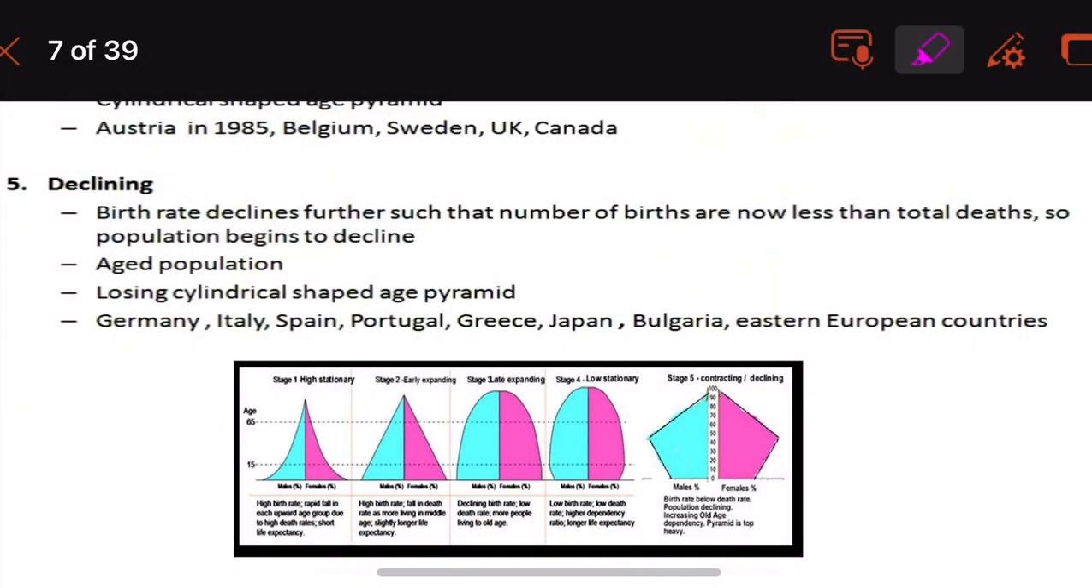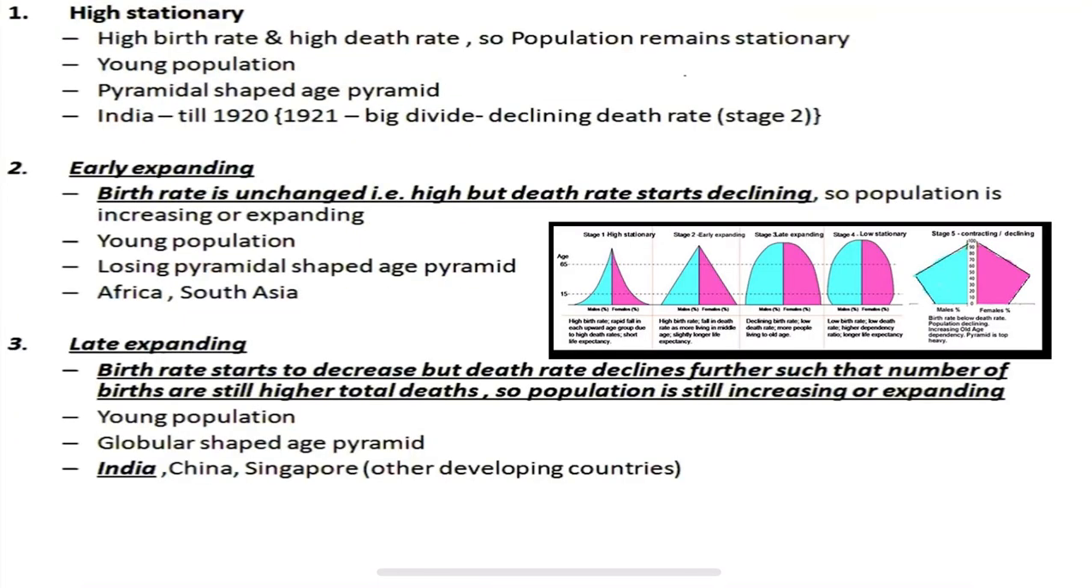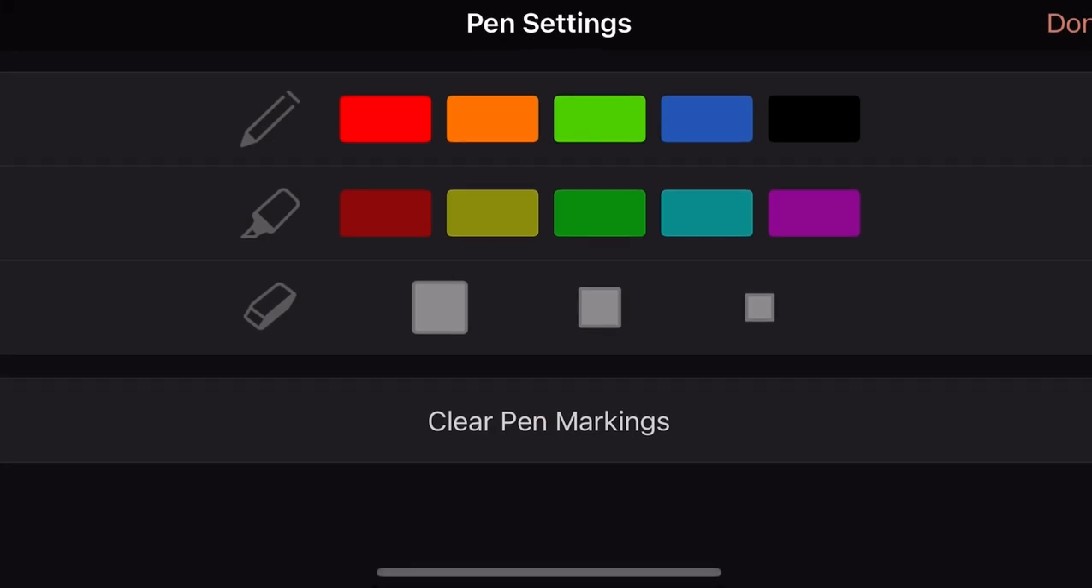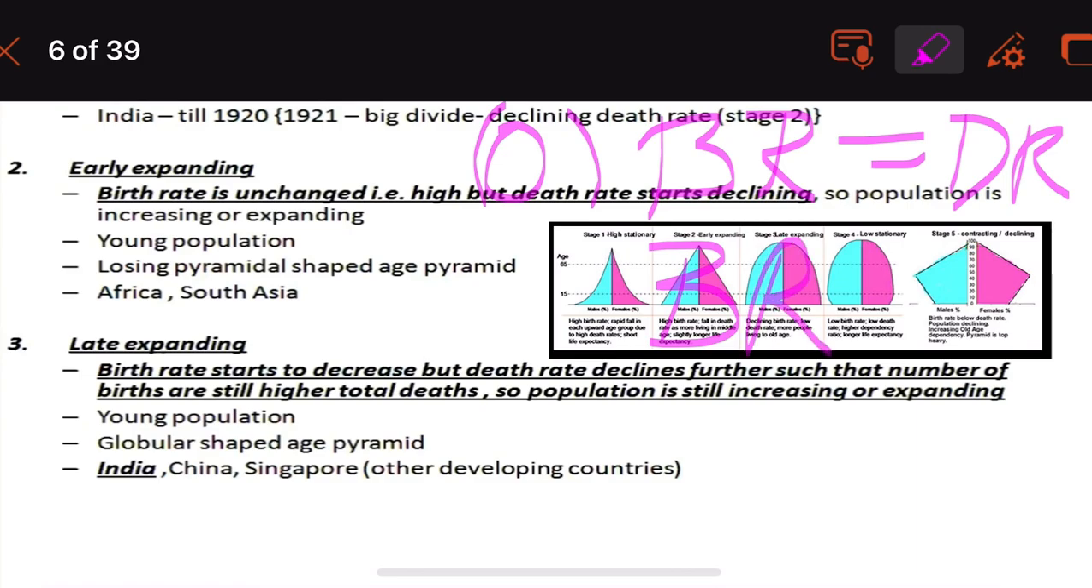Now let us summarize each of these. In the high stationary, what happened, guys? First thing, birth rate was equal to death rate, zero population growth. In the second, birth rate increased and death rate started declining. So 10 people were not dying. So what happened? Death rate was declining, so population increased.